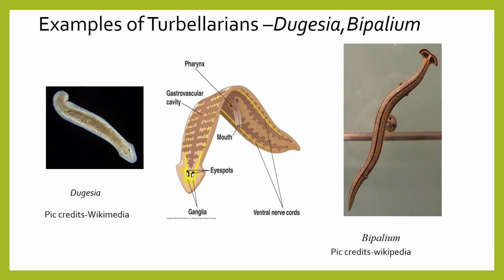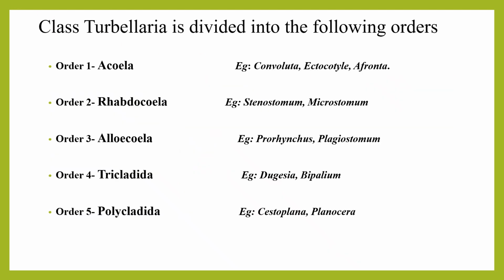Coming to the examples of turbellarians, Dugesia and Bipalium. You can see the image of Dugesia, and this is also the image of Dugesia where you can see the mouth, the pharynx, the eye spots, and this image is the image of Bipalium. The class Turbellaria is divided into the following orders. Order 1 Acoela, Order 2 Rhabdocoela, Order 3 Alloeocoela, Order 4 Tricladida and Order 5 Polycladida.